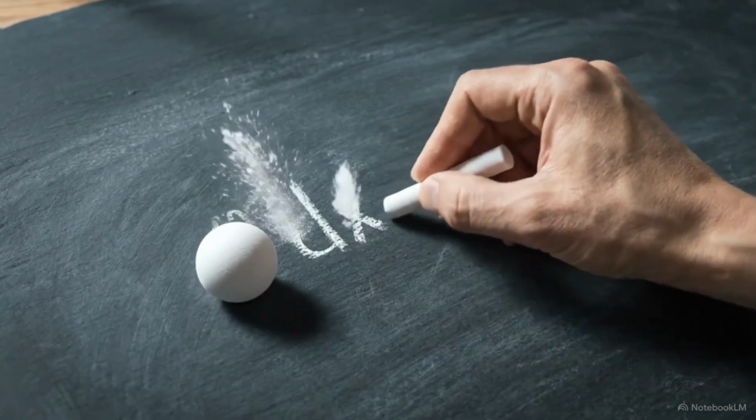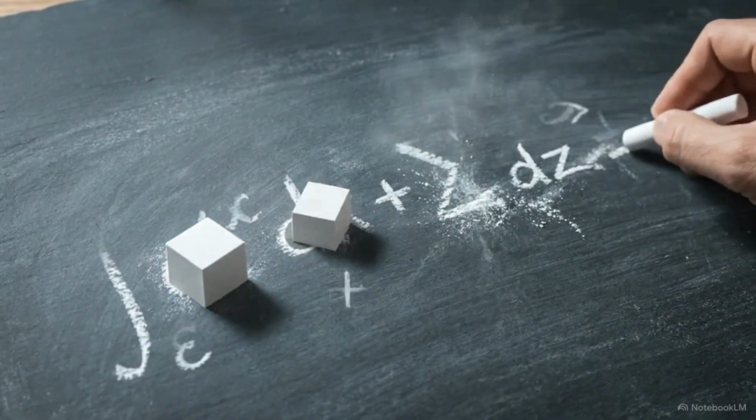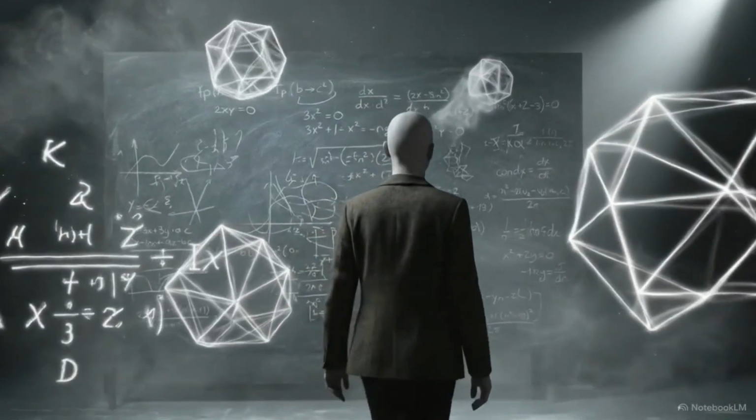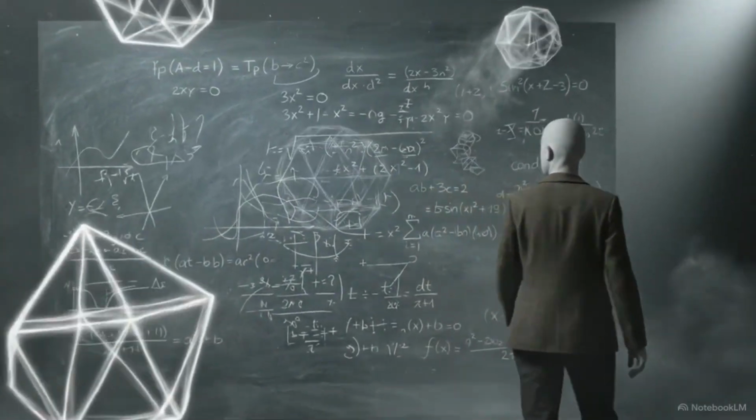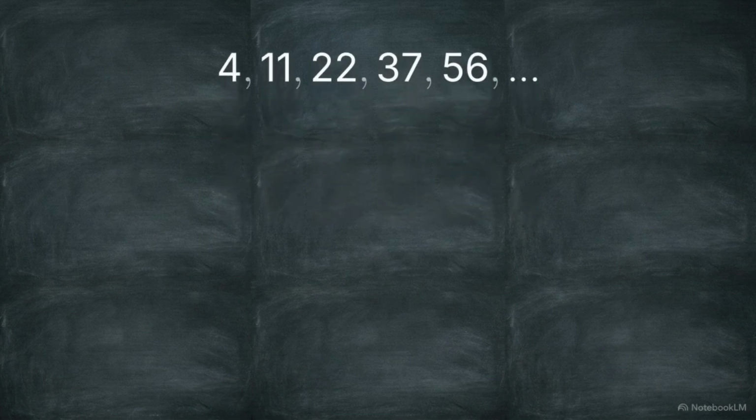Imagine you're given a number pattern and asked to find the 50th or 100th number in that line. You could sit down and calculate every single step by hand, one by one, until your chalkboard runs out of space. Or you could build a shortcut. Today, we are going to look at this specific sequence: 4, 11, 22, 37, and 56, and figure out how to build the general term for it.